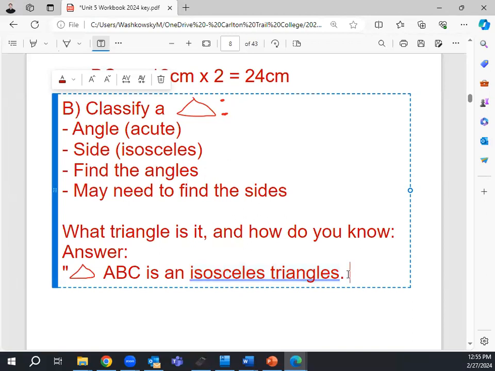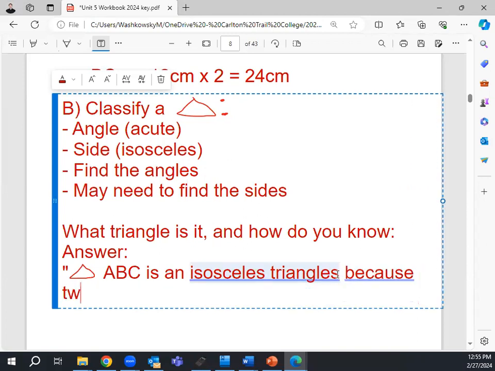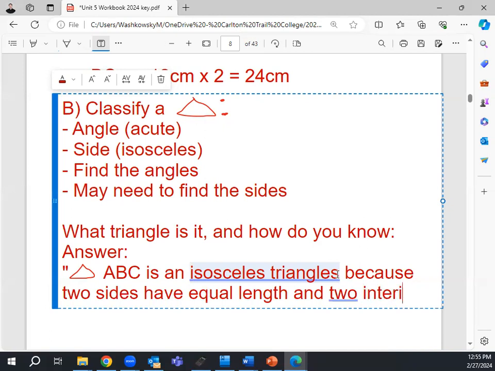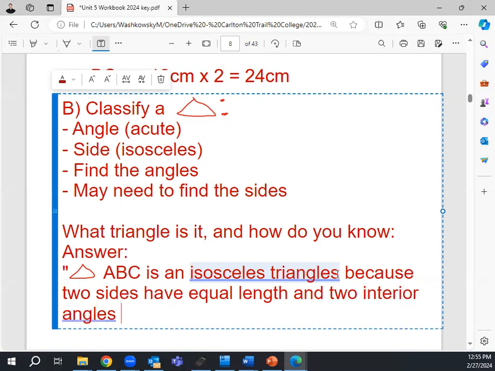So I've said it's an isosceles triangle. How do I know it's isosceles? Because two sides have equal length, would be the formal mathy way of saying it. These two sides have equal length, and we know that because it has the lines there. So ABC is an isosceles triangle because the two sides have equal length and the two interior angles, the ones inside, we'll learn more about that later, are equal.